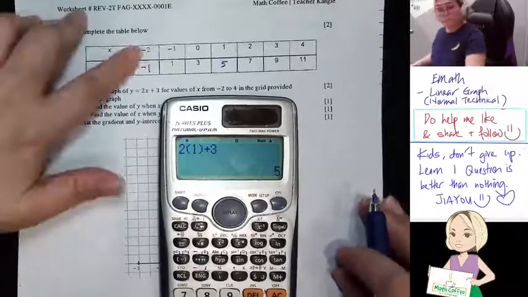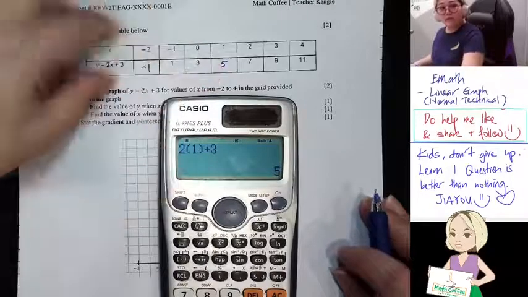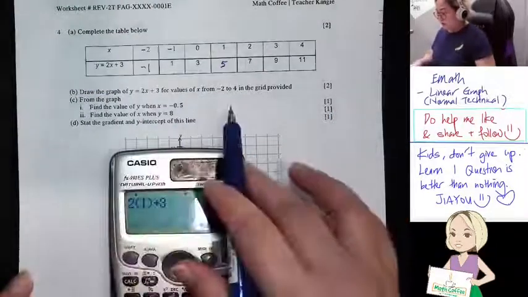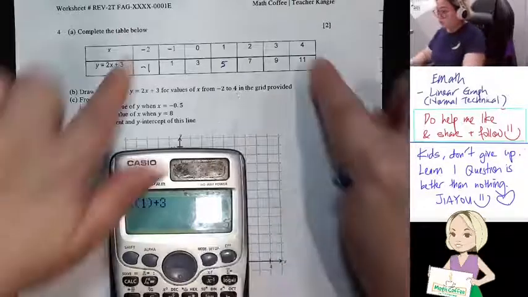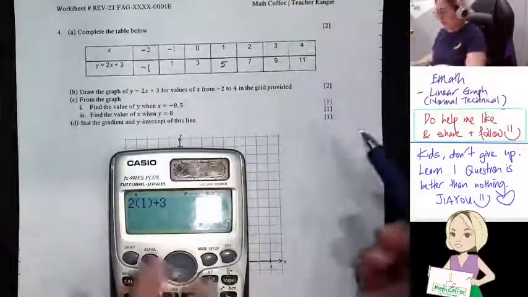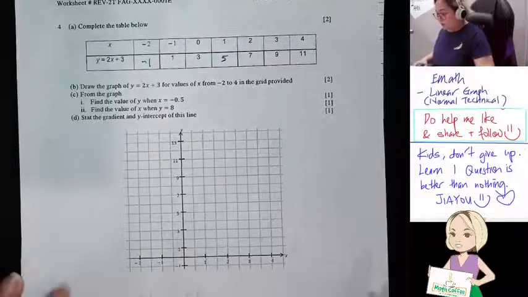So I get -2, -1, and 1 and 5. So I complete the table. So next is, they ask you to draw the graph based on -2 to 4. So we just use our table of points and then we can draw the line. So let's plot the points.